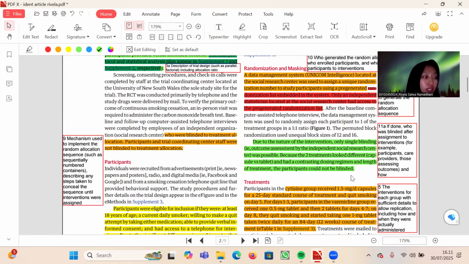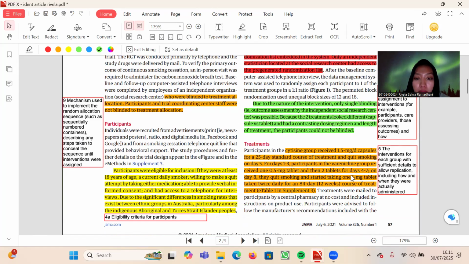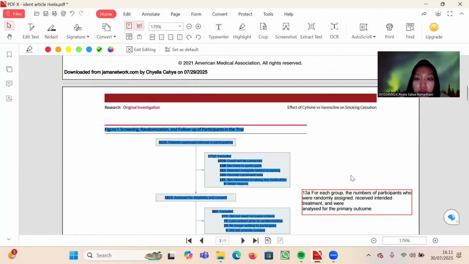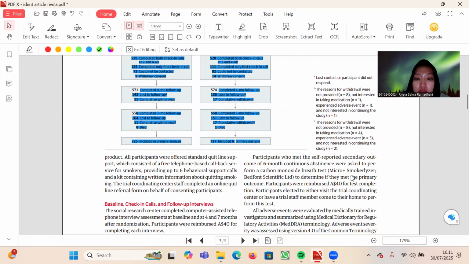Next, 12A, the statistical methods. Frequentist and Bayesian analyses were put to use. The logistic regression adjusted for age, nicotine dependence, and mental illness. This is for 12A.